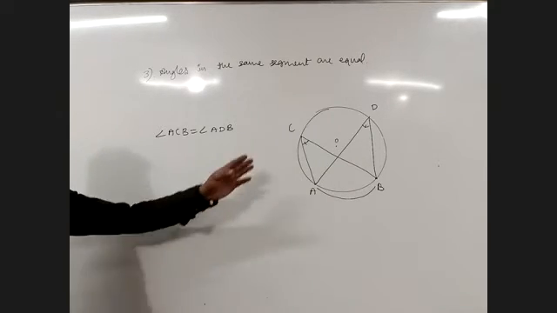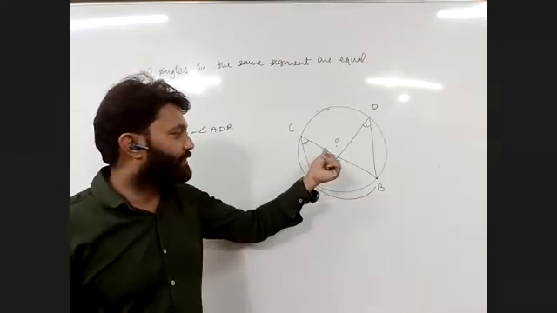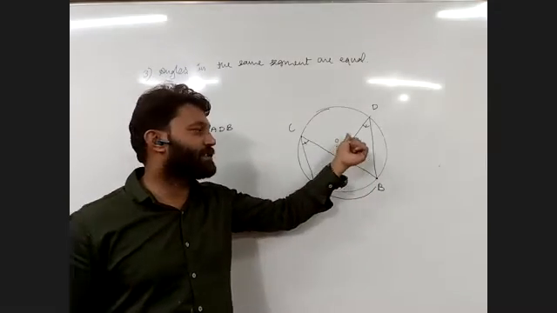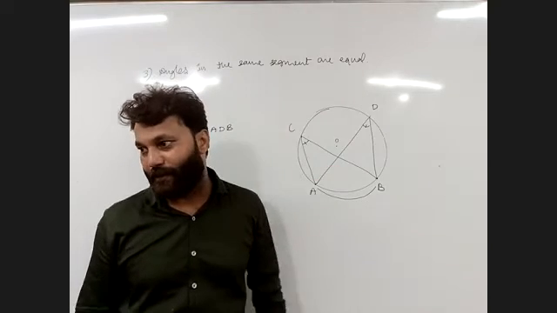In fact, not double, half of the same angle. Half of the same angle will be equal. If this is 60, this will be 30. If this is 60, this will also be 30. So half of the same angle will be definitely equal.